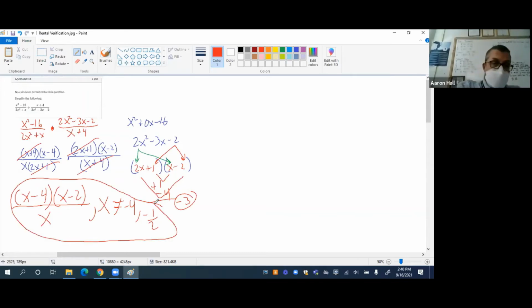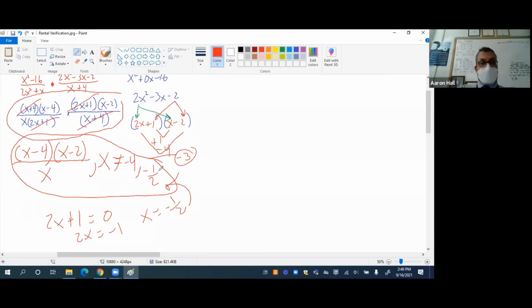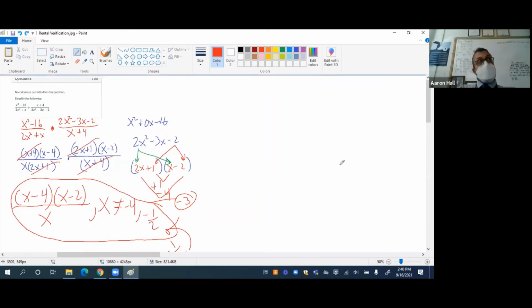We're trying to figure out what makes this 0. So we rewrite that as 2x + 1 = 0. We solve for that. It gives us 2x = -1, and then x = -1/2. That's another value that x cannot be, that shows up in the original problem but not in our answer. So we have to say that x can't be -4 and x can't be -1/2. Are we good with this? Yes, no, maybe so? Okay, moving on.